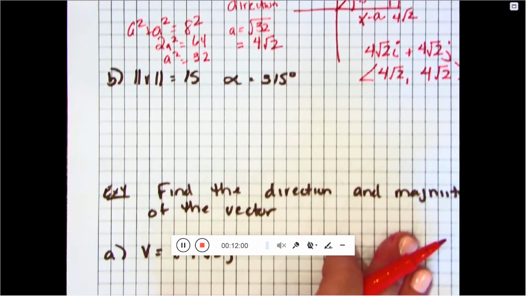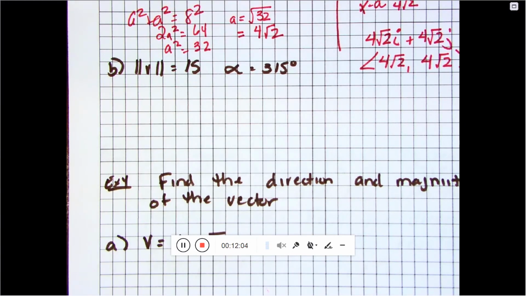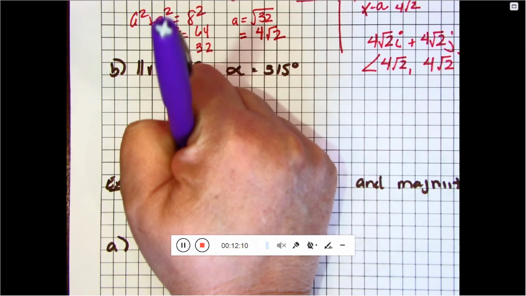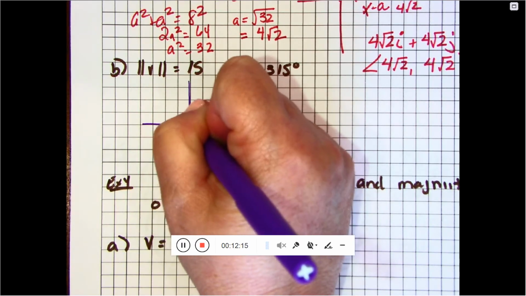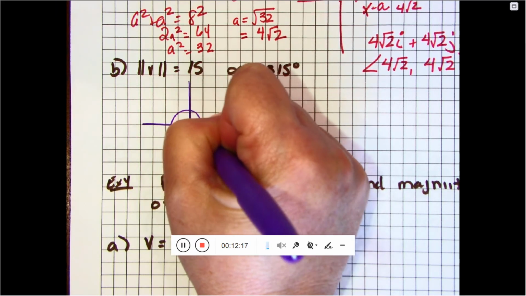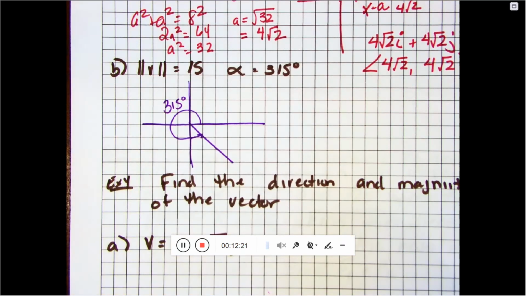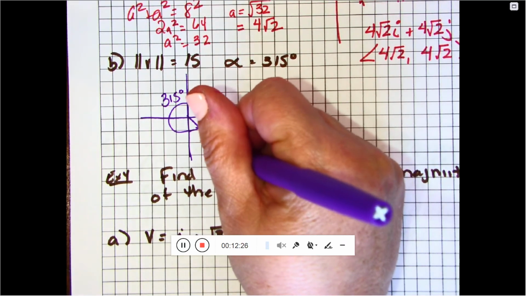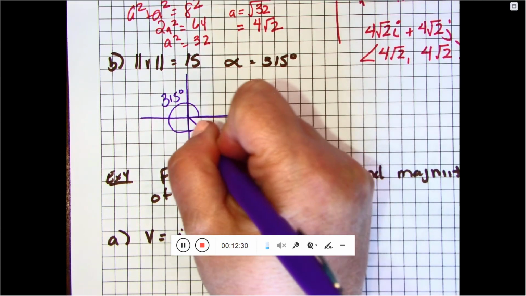Okay, let's look at the next one. I've got a vector that has a magnitude of 15 and alpha is 315 degrees. So we know from our unit circle that 315 is right here. So this drawing will not be to scale. Let's just say that there's my vector. This has a magnitude of 15.